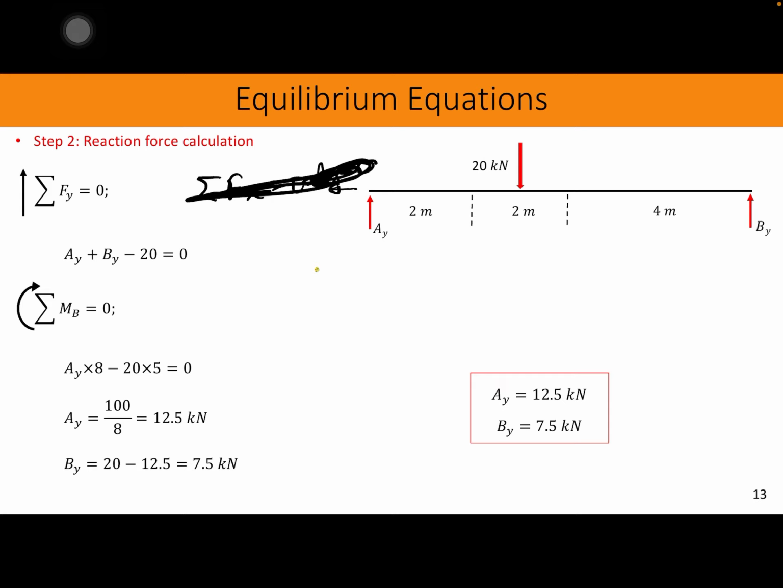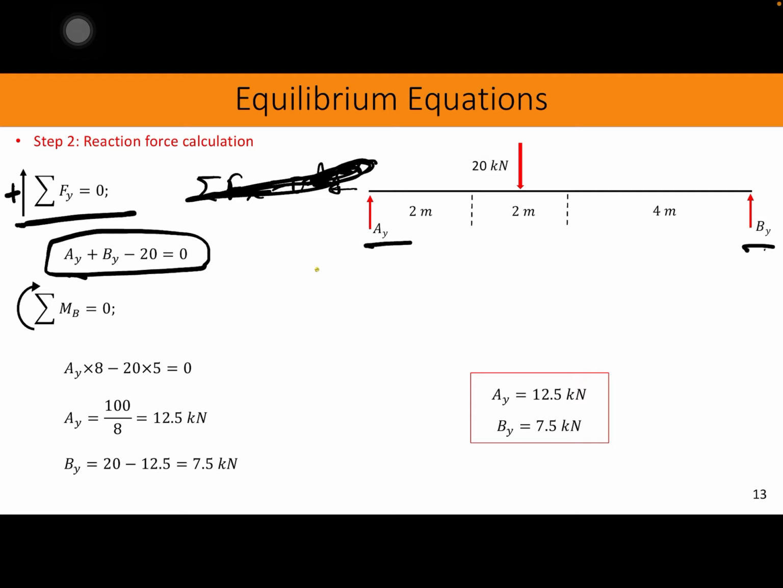However, for the y direction we have forces, actually three forces, but two unknowns, and we need two equations so that we can solve these two unknowns. For the summation of Fy, taking vertically upward as positive: AY plus BY minus 20 kilonewton, downward being negative, equals 0. So I got one equation but two unknowns. To solve this, I need another equation.